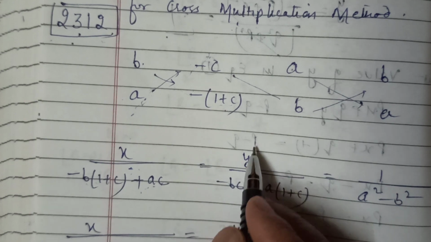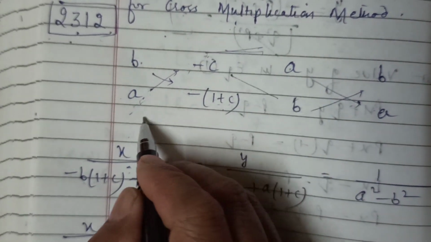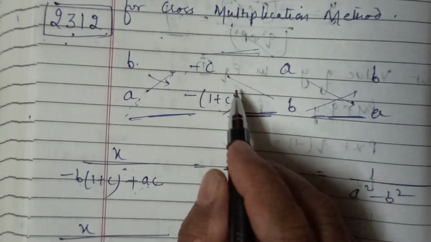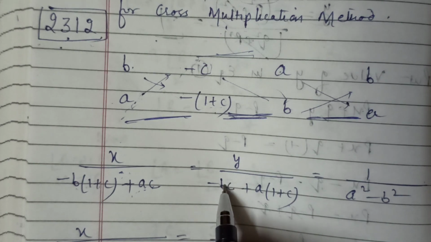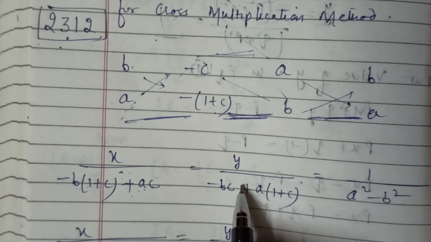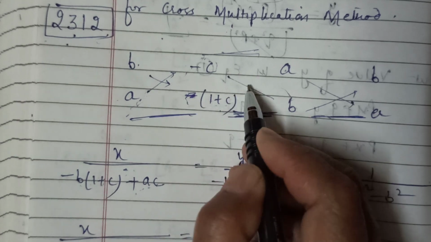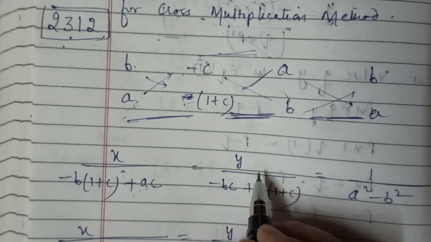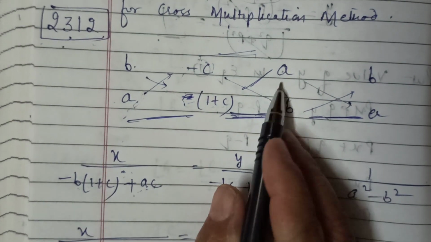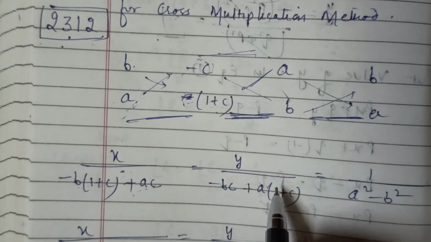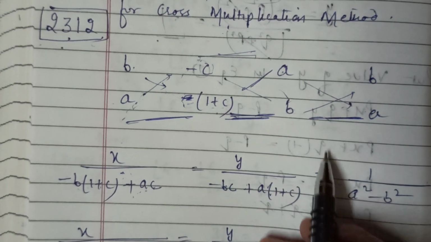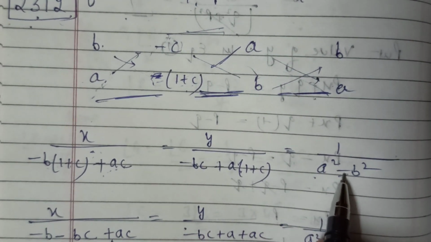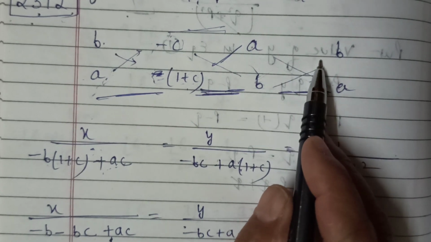Clear? Equal to y, this is under y, this is under x, this is under y, and this is under 1. Now come to y. Minus bc, minus bc, then minus sign and product of these two. So the minus sign which comes in between and this minus sign, they become plus, into a 1 plus c. Clear? Is equal to 1 upon this a square minus this b square.